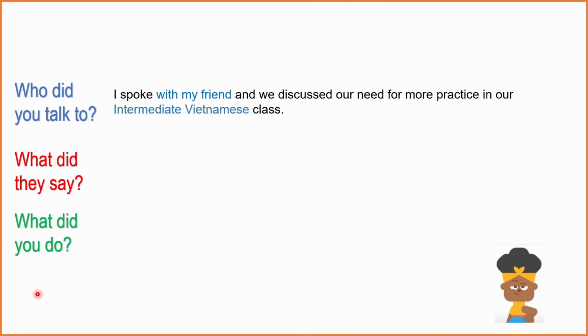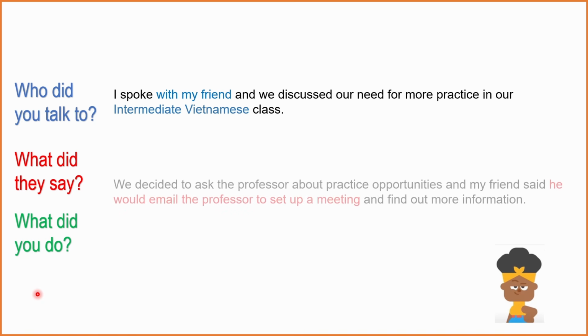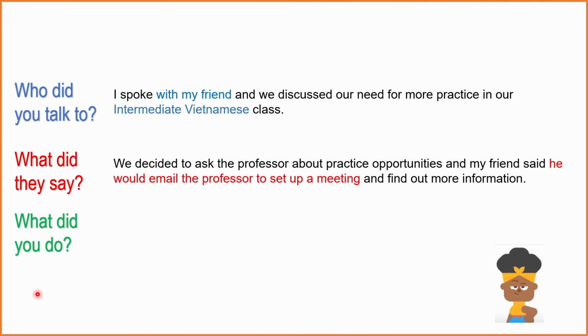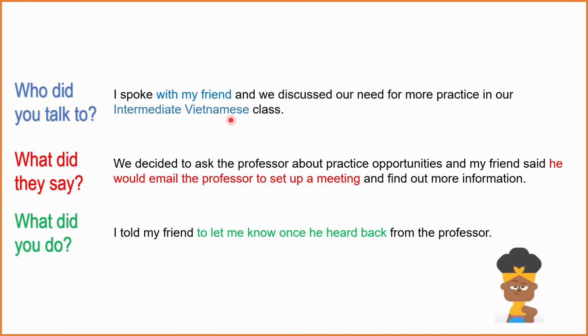I spoke with my friend and we discussed our need for more practice in our intermediate Vietnamese class. What did they say? We decided to ask the professor about practice opportunities, and my friend said that he would email the professor to set up a meeting and find out more information. I told my friend to let me know once he heard back from the professor. I spoke with my friend in intermediate Vietnamese class. He said he would email the professor. I said, let me know once you've heard back, once you get a response. Let's check it out with AI.